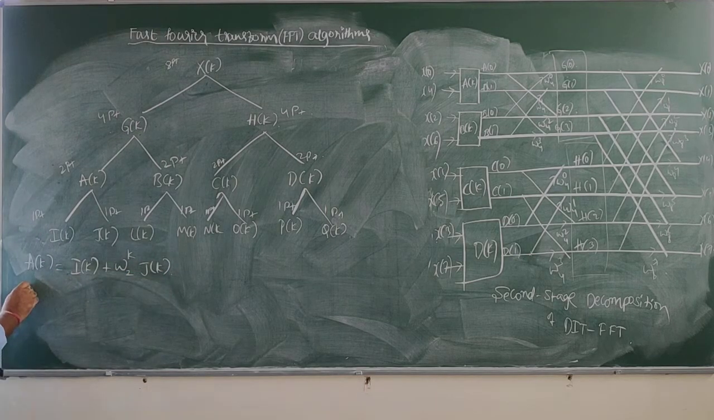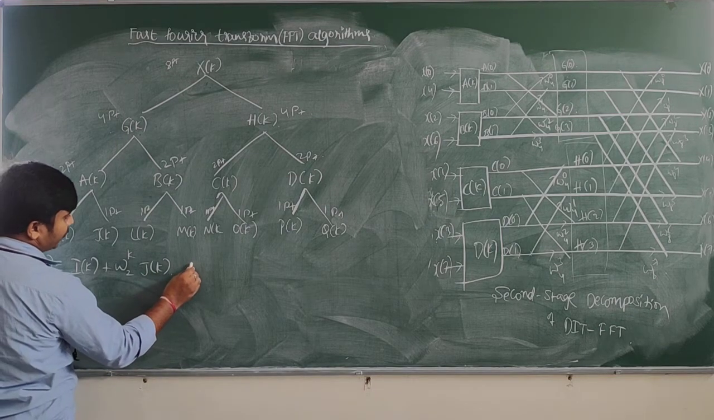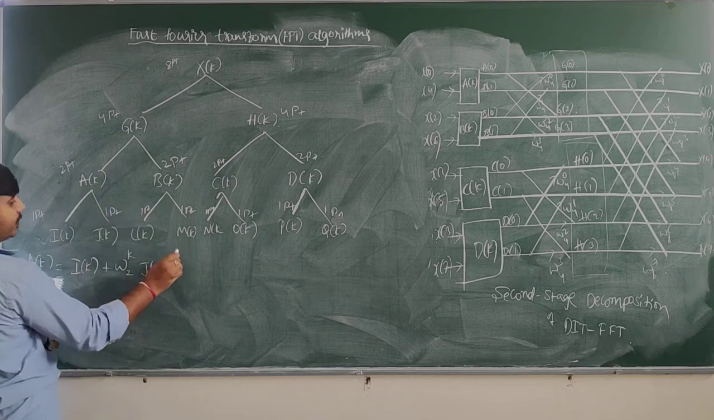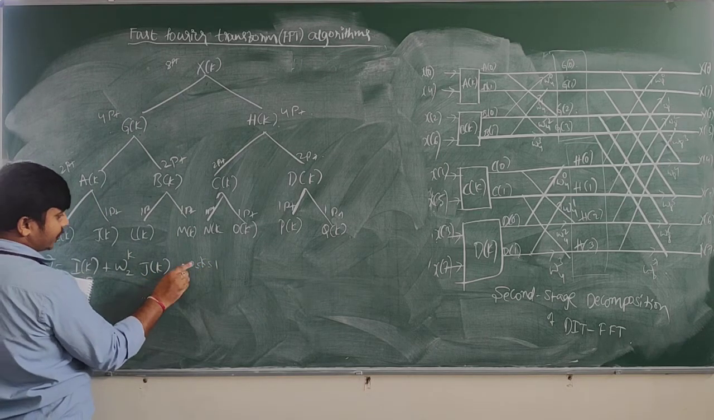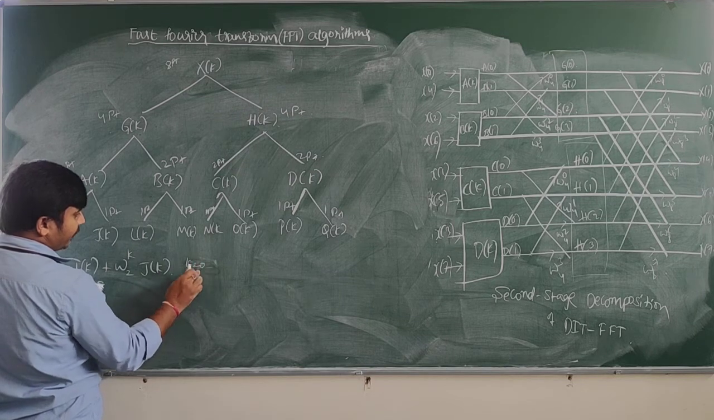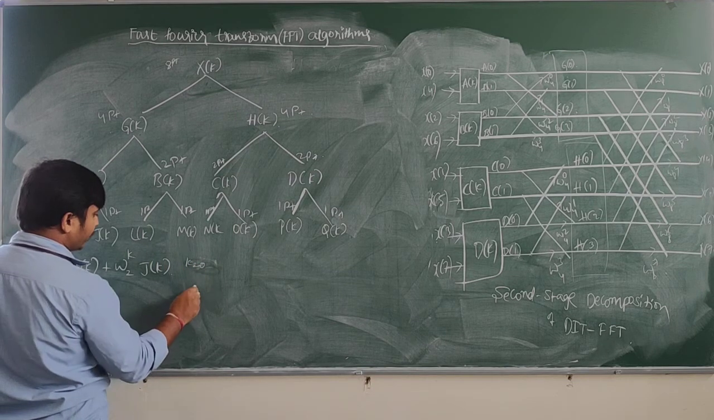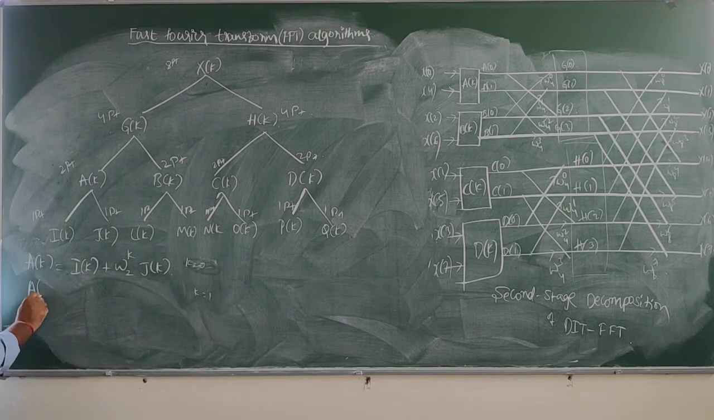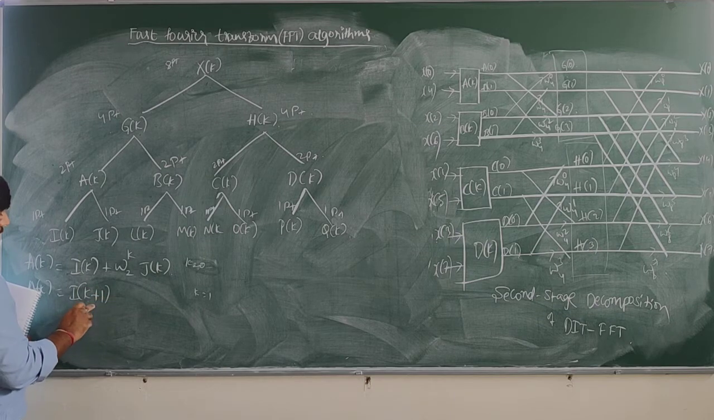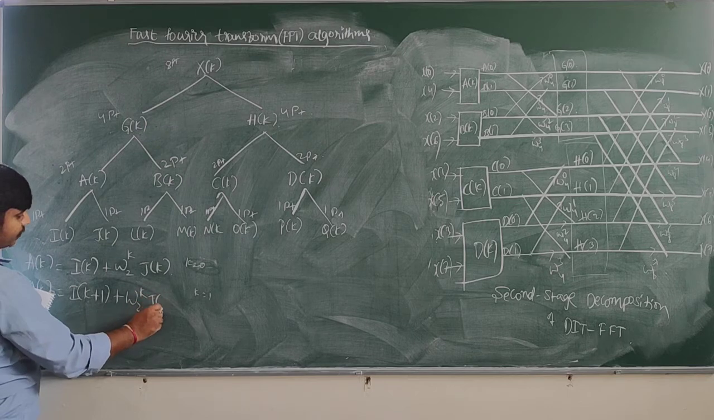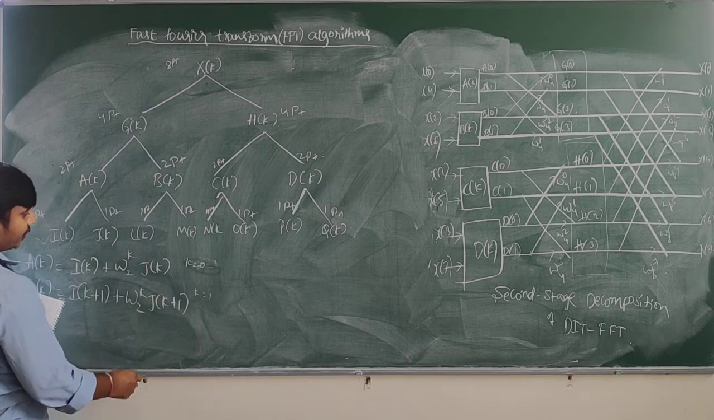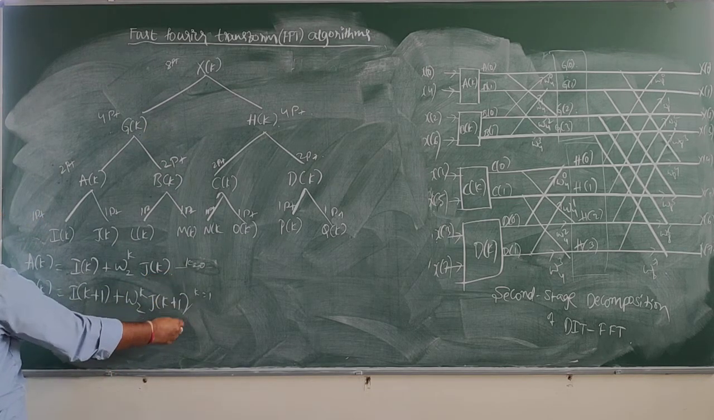Okay, so next, what is the range of this a of k? It is k is equal to 0 to 1, and this is for k is equal to 0. Okay, and I need the equation for k is equal to 1. Therefore a of k is equal to, I will shift this one unit, k plus 1 plus w2 power k into j of k plus 1. Okay, this is for k is equal to 0, this is for k is equal to 1.